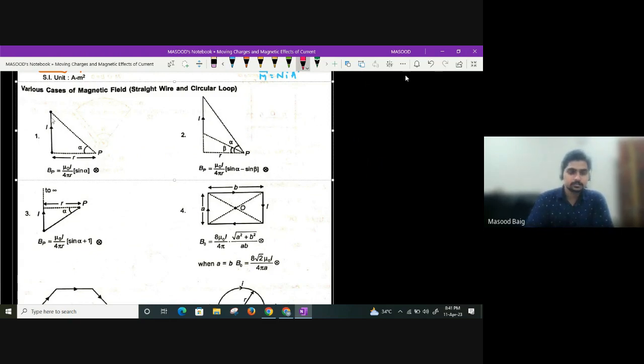Again, basic logic: if you take a finite wire and they ask for the magnetic field at a point at a perpendicular distance r, what is the logic of finding the magnetic field? From the given point, we draw some dotted lines. Whatever angle is made by these dotted lines with the horizontal, we will take it as alpha and beta. Okay, so that is how we take it.